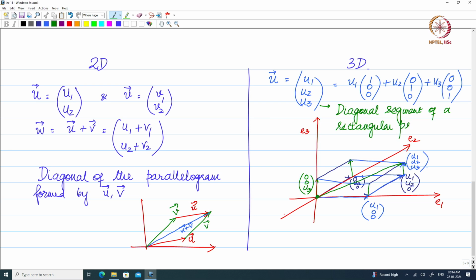And what is the condition? We see that the edges of the prism are parallel to the reference axis, or the coordinate axis. Coordinate axis, yeah, okay.